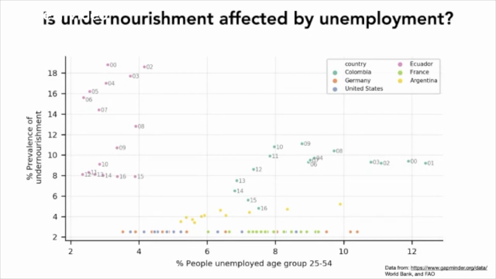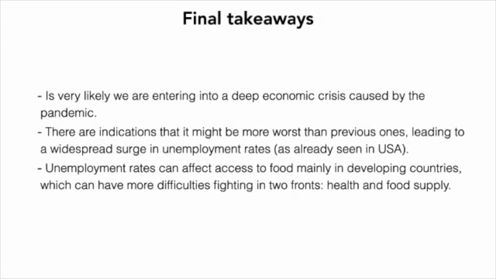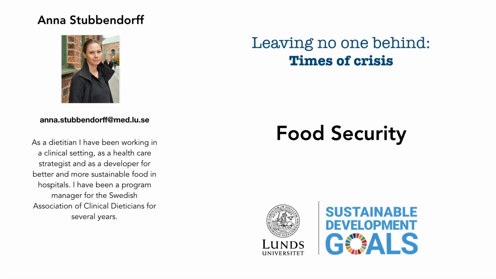So, from this brief analysis, we see that it's very likely that we are entering into a deep economic crisis caused by the pandemic. There are indications also that it might be worse than previous ones, leading to a widespread surge in unemployment rates. And finally, unemployment rates can affect access to food, mainly in developing countries, which can have more difficulties fighting on two fronts: health and food supply.